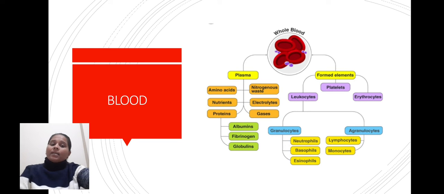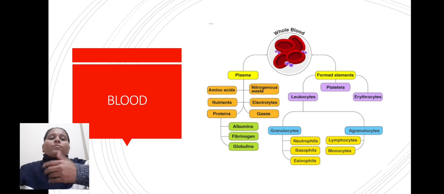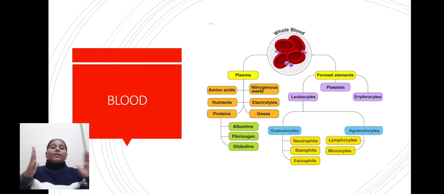RBCs are red in color because of the presence of a pigment called hemoglobin. Hemoglobin is a pigment present in the blood which gives it the red color. Hemoglobin combines with oxygen and carbon dioxide. The transport of oxygen happens through hemoglobin, and some part of carbon dioxide is also transported through hemoglobin.